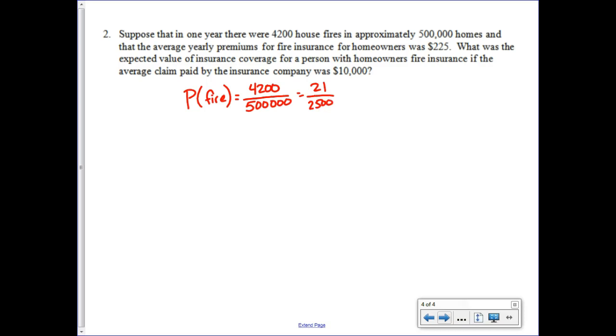And the probability of no fire then would be 1 minus that, which would be 2,479 over 2,500. Okay, as the homeowner, we have the value of a fire, and then we have value of no fire.